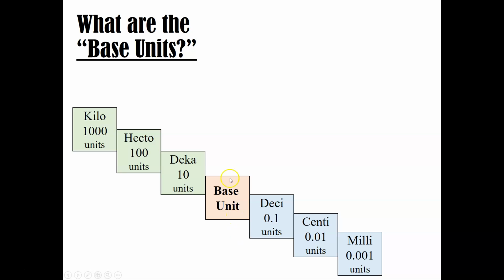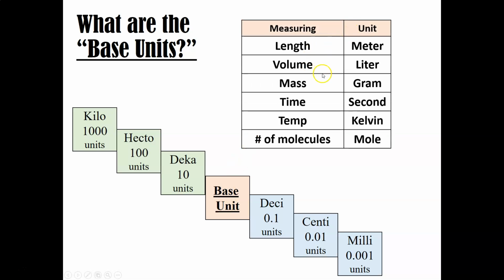Base unit is going to be the unit that does not have a prefix attached. So we're used to things like centimeters. Well, centi is the prefix and meter is the unit that we're talking about. So in here in the middle, this base unit is going to be the ones that do not have prefixes. We have meter, liter, gram, seconds, Kelvin, moles. These are the ones that we will be using wherever it says base unit.